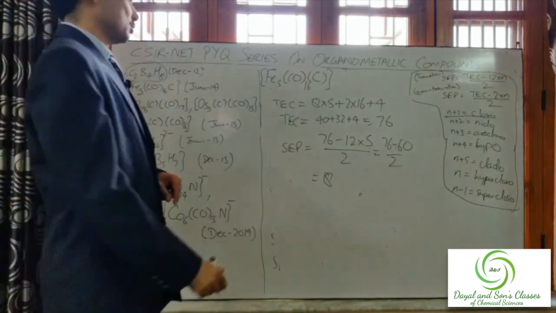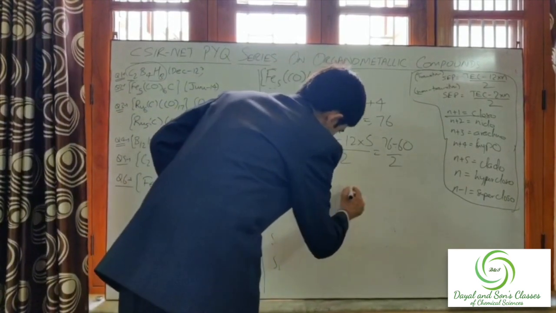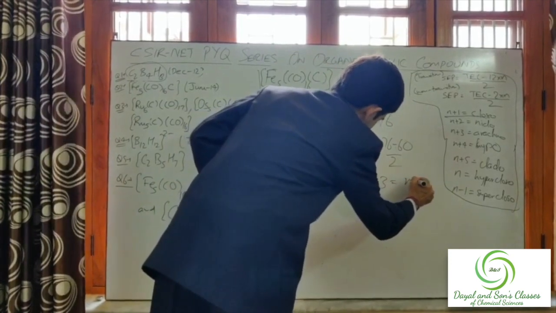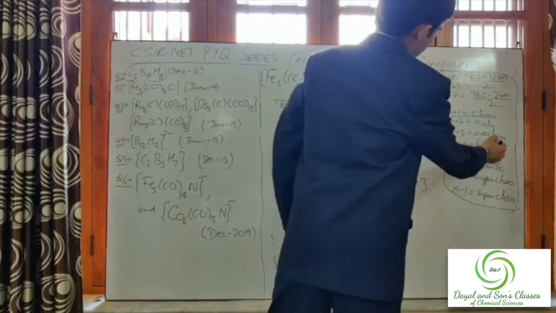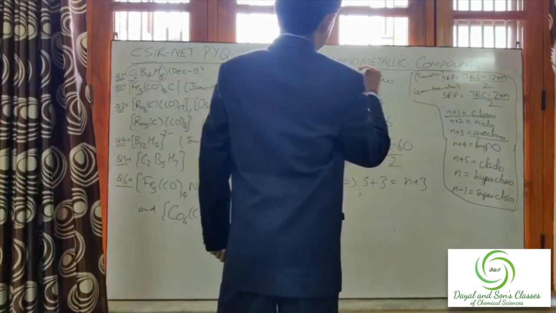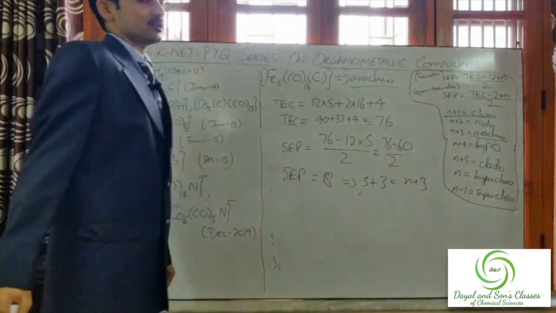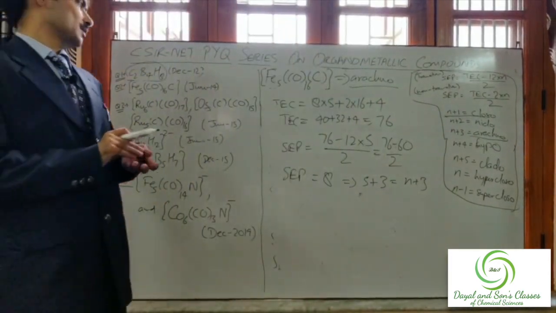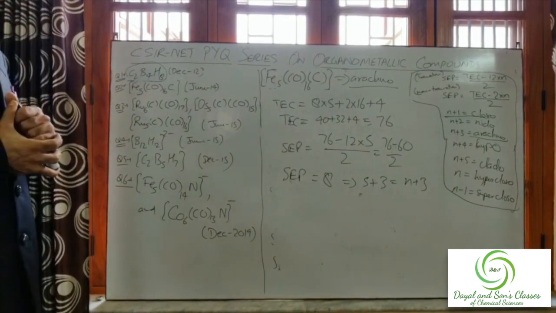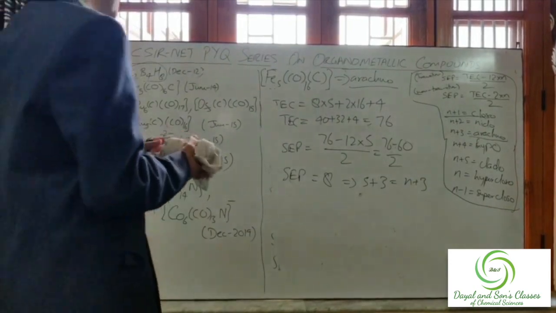And this comes out to be SEP equal to 8. We can write this as 5 plus 3. This means n plus 3, and n plus 3 denotes Arachno. So this particular cluster will have Arachno type of cluster symmetry. I hope this is clear. Just quickly note this. Okay, now we move to the next question.